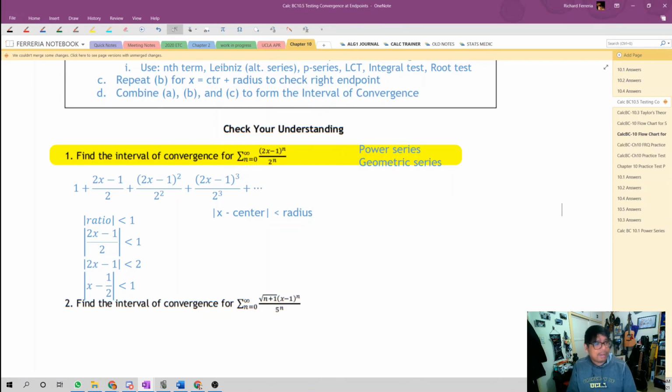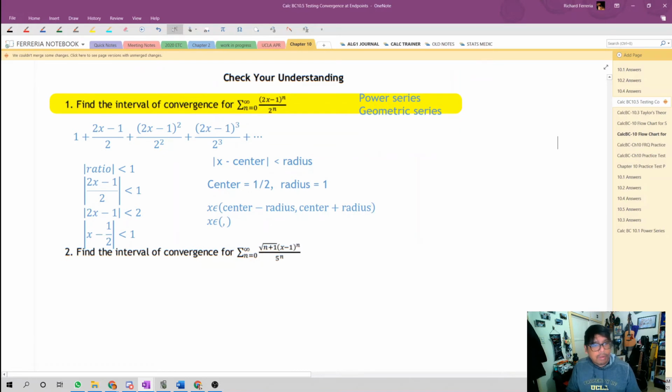That does look like x minus a center is less than a radius. Now that we know my center is 1/2 and my radius is 1, we know that we're looking for x between center minus radius and center plus radius. 1/2 minus 1, that's negative 1/2, and then 1/2 plus 1, well, that's just 3/2. So we're done here. This is our interval of convergence. Because this was a geometric series, there was no need for us to check negative 1/2 and 3/2. We already know that it's going to diverge there.